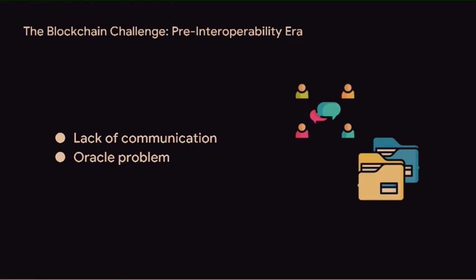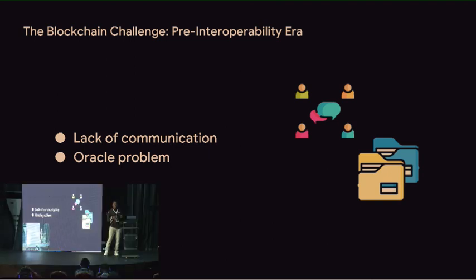The two major highlights here are the lack of communication between those chains, and also the oracle problem, which means that we have individual protocols and they don't have the ability to interact with other protocols, because all of this information exists majorly on those protocols, right?